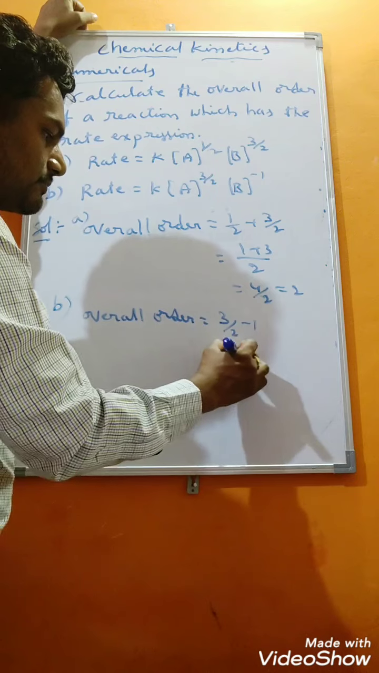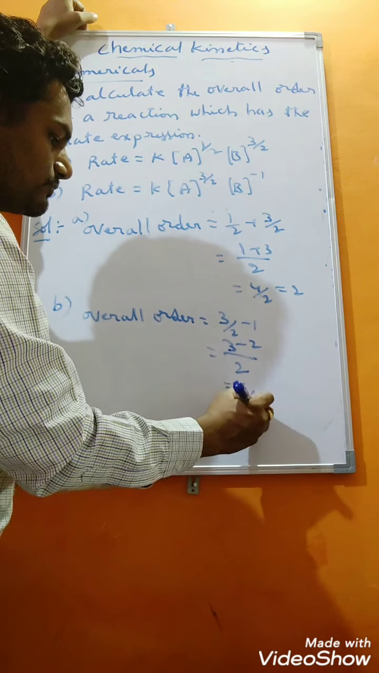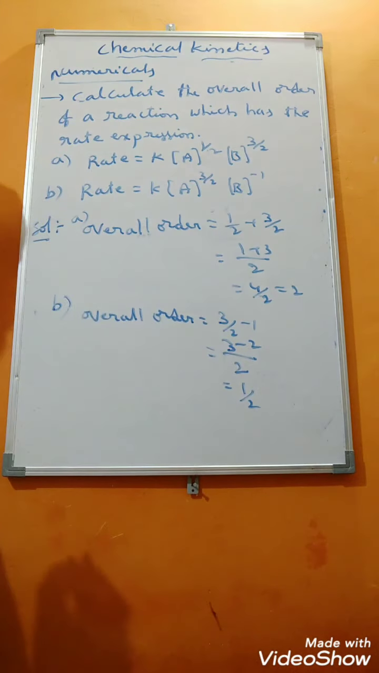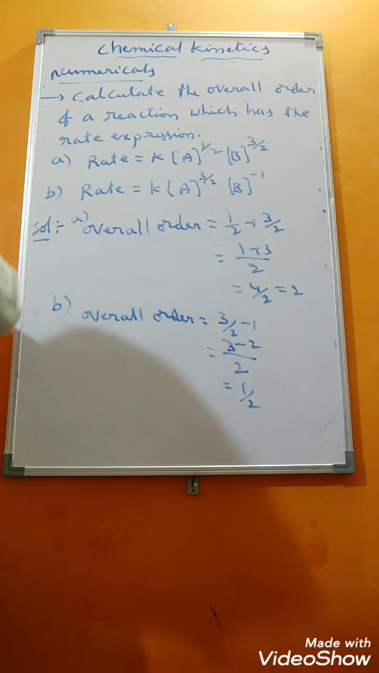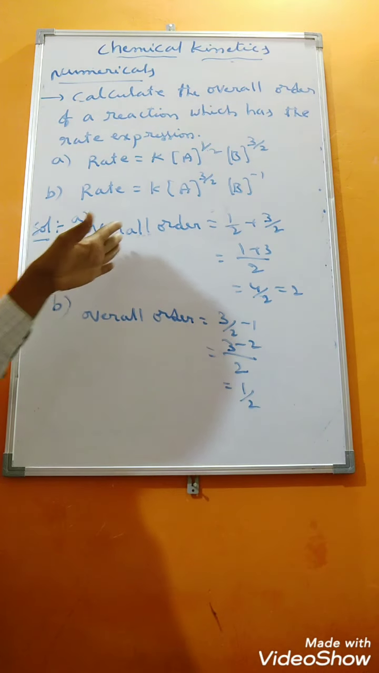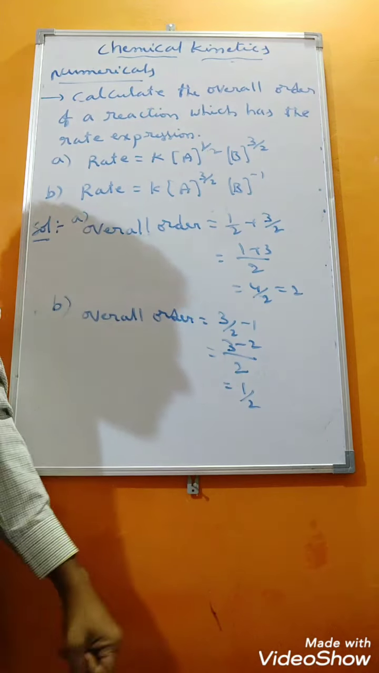2 is the LCM. 3 minus 2, 1 by 2. Overall order of the reaction in the case of B is what? 1 by 2, student. Everybody got this one? Understood how to solve this model of numerical questions?